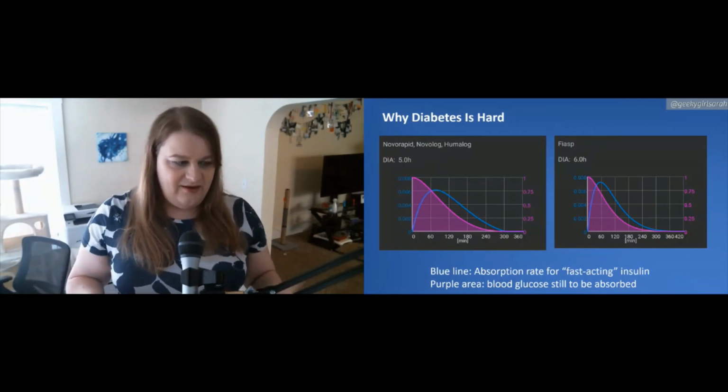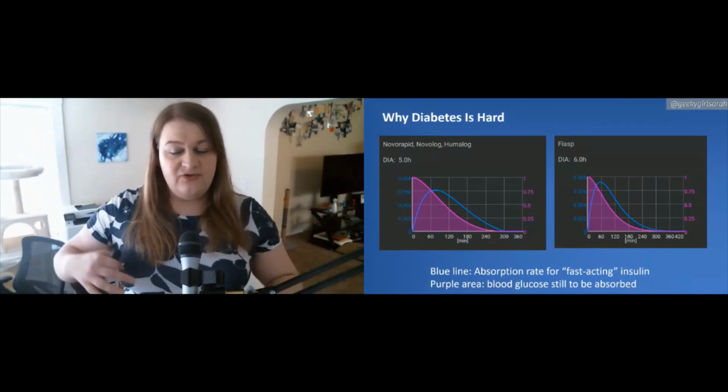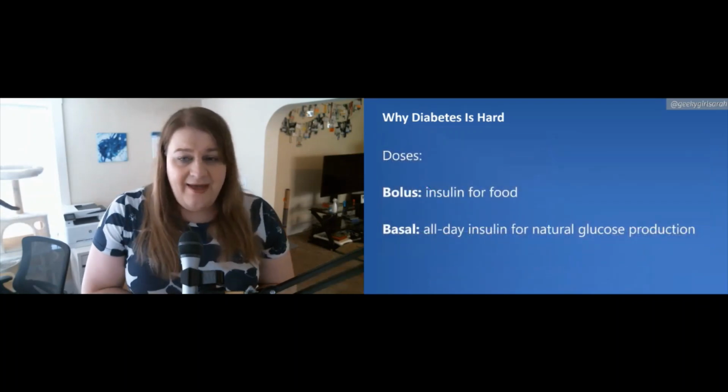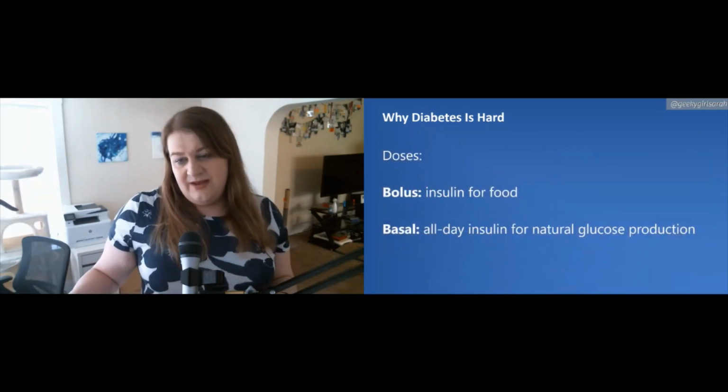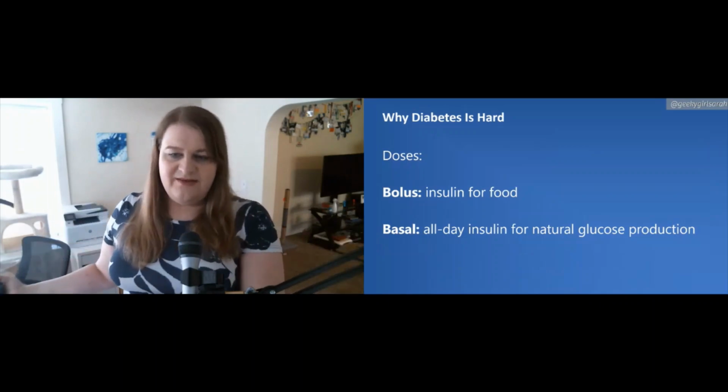So they always say, eat, take your insulin, and then just wait for several hours before you give another dose. Speaking of doses, there's two main types of doses. So one is the bolus. We've talked about this, which is where you eat some food, you take some insulin for it.